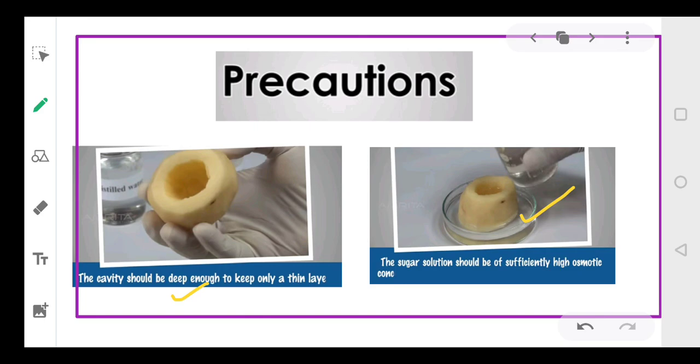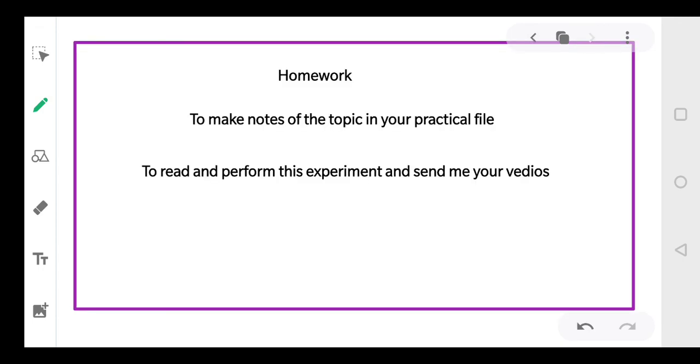Right, everyone? So your homework for today is, you complete this practical in your practical file and try to perform this experiment, and record your video when you are doing this experiment. Okay, everyone? You can record a video when you're doing this experiment, right? And send those videos to me. I'll see whether you've done it properly or not. I hope you will follow, everyone.